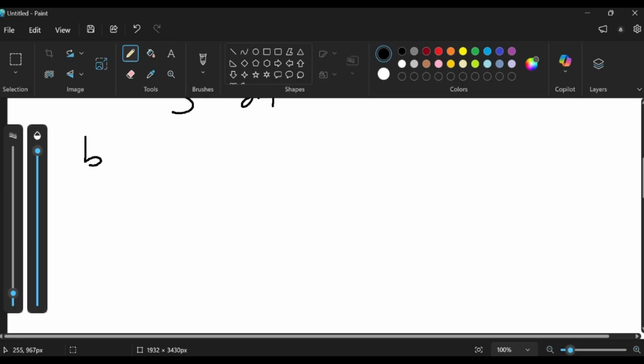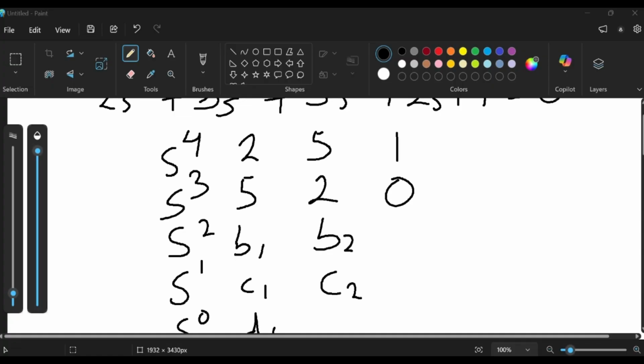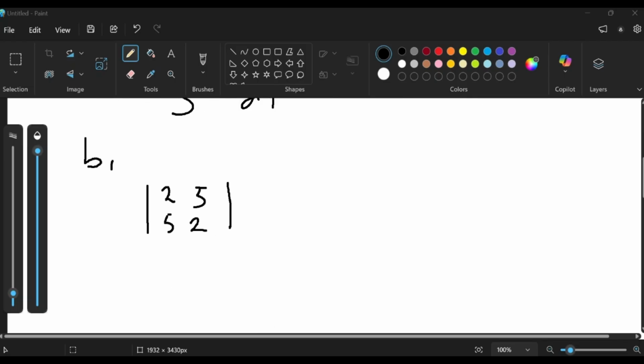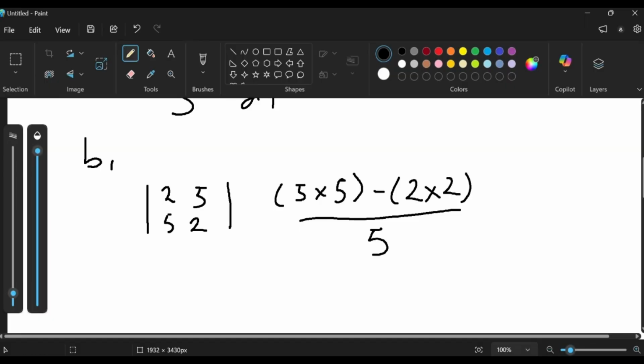First, finding b1, we would use 2, 5, and then 5, 2, with 5 being our pivot element. So to find b1, we have 5 times 5 minus 2 times 2. Then we divide this by 5. Computing this, our answer would be 4.2. So that's the value of b1.